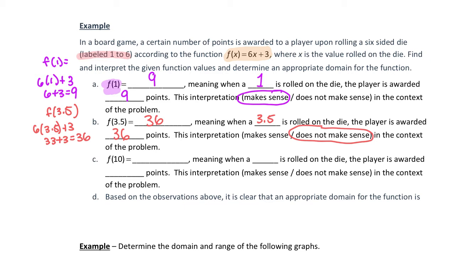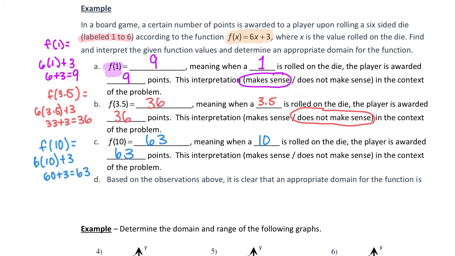I'm going to give you guys a moment to do C on your own, and I'll show you the answer. I'm pretty sure most of you got this. So f of 10 would equal 63, meaning when a 10 is rolled on the die, the player is awarded 63 points. Now, does this interpretation make sense? Once again, it does not make sense because we can't roll a 10 on a six-sided die.